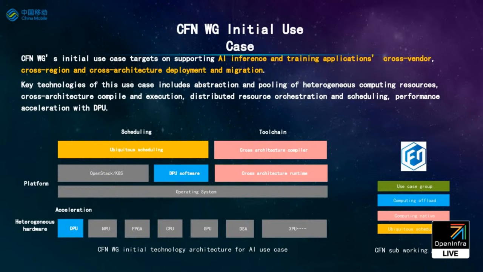The initial use case we chose: the background is that we are facing diverse AI applications, and maybe they are running on different AI chips. So we're targeting to provide a CFN infrastructure for AI applications. It can better support AI inference and training applications with cross vendor, cross region, and cross architecture deployment and migration.